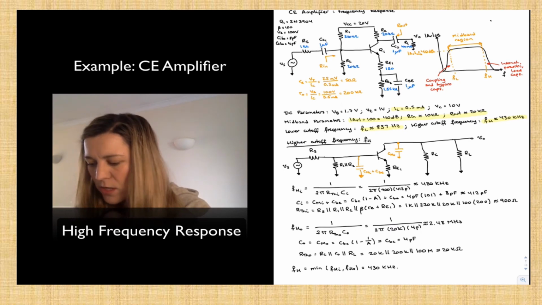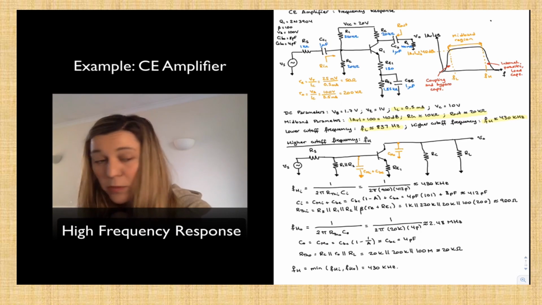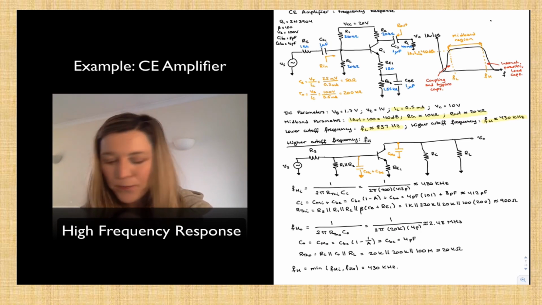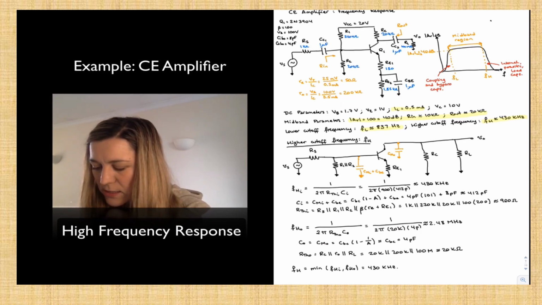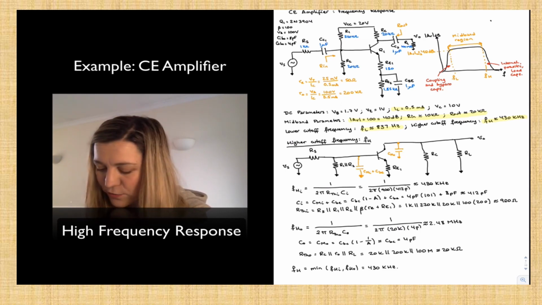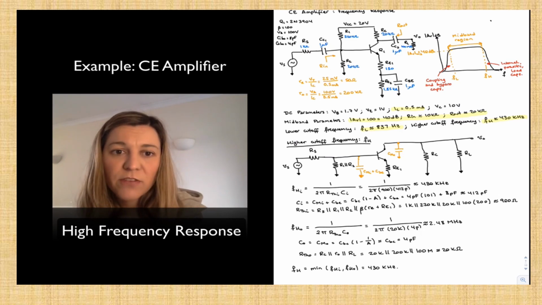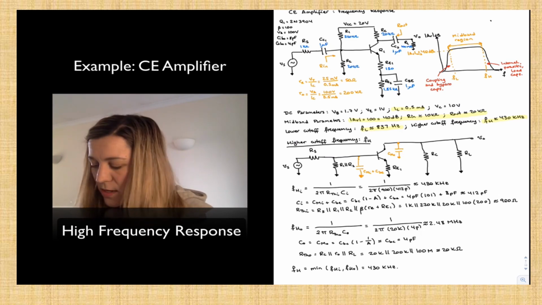Before we go, a few things to note. Note that the dominant high cutoff frequency in this case is the one due to the Miller input capacitance. That's the one that has the highest effect on the high cutoff frequency. It's the largest. You can see it's around 400 picofarads because it is 4 picofarads multiplied times the gain of the circuit, which is 100.